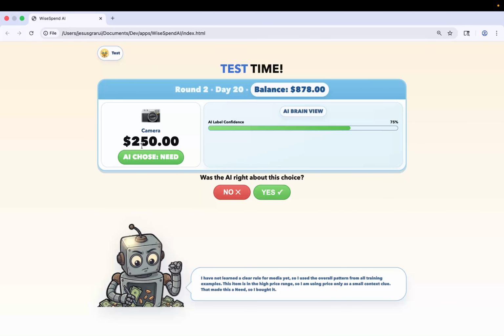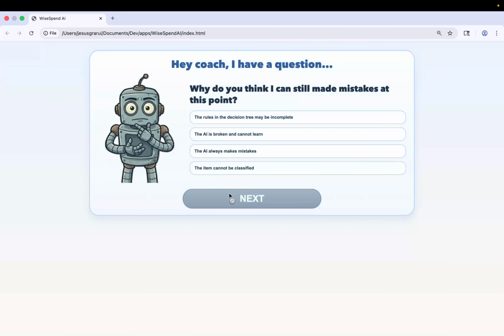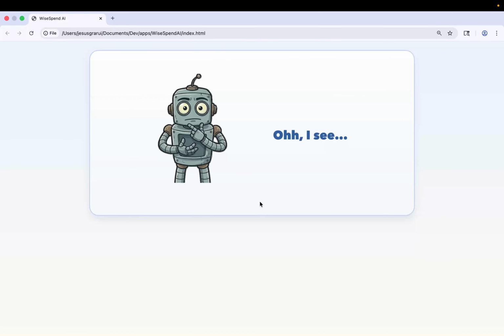Camera, it's saying it's a need. Why? Because of the price. So it thinks it's cheap, however it's not. So it was wrong over here. Why do you think I can still make mistakes at this point? Maybe because the decision tree is incomplete?